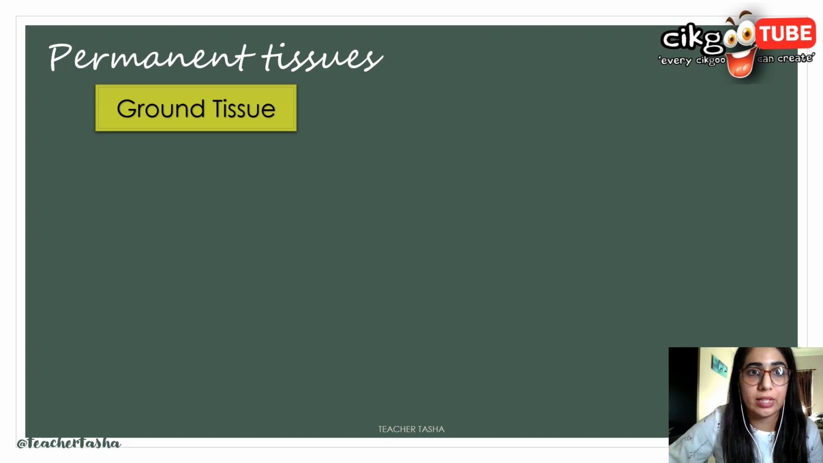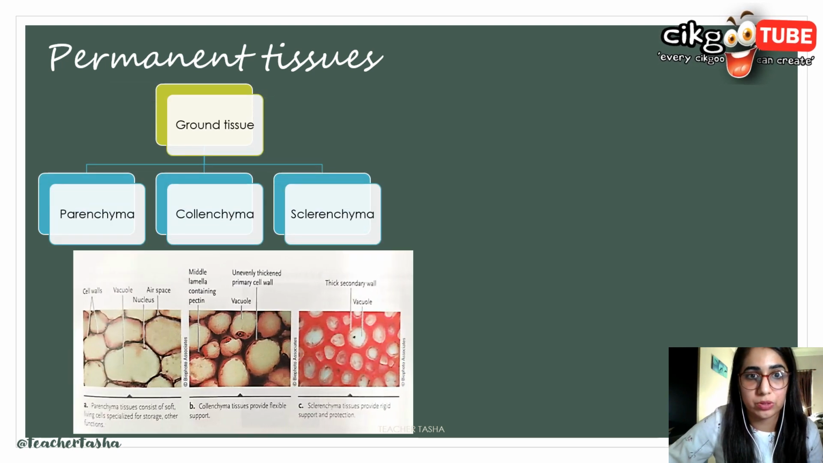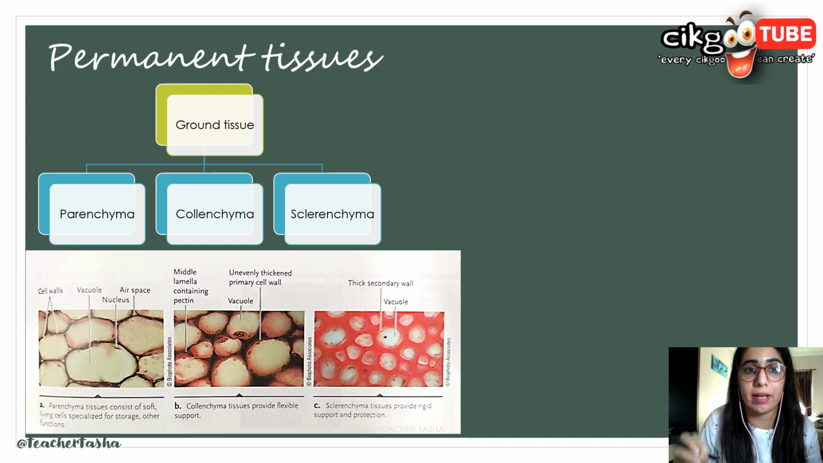Next, let's look at the ground tissues. We have the parenchyma, collenchyma, and sclerenchyma. I would just call them PCS, or you can make any other abbreviation that helps you remember. The parenchyma is usually the soft one, more towards storage in plants, as they act as storage. The collenchyma is more flexible and a bit stronger than parenchyma, for support.